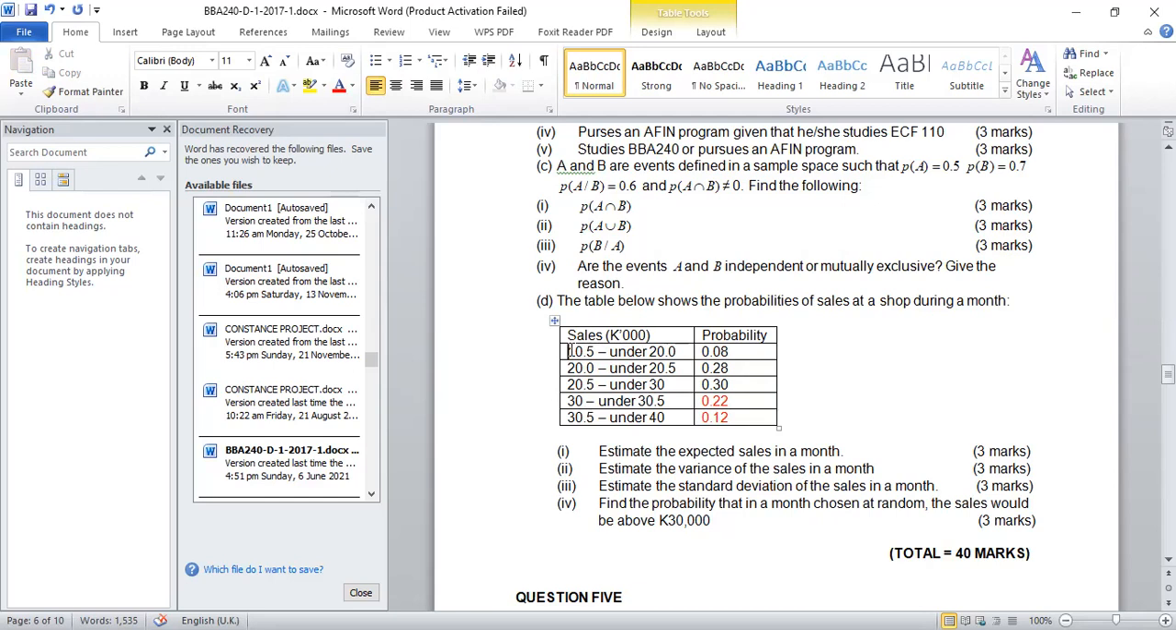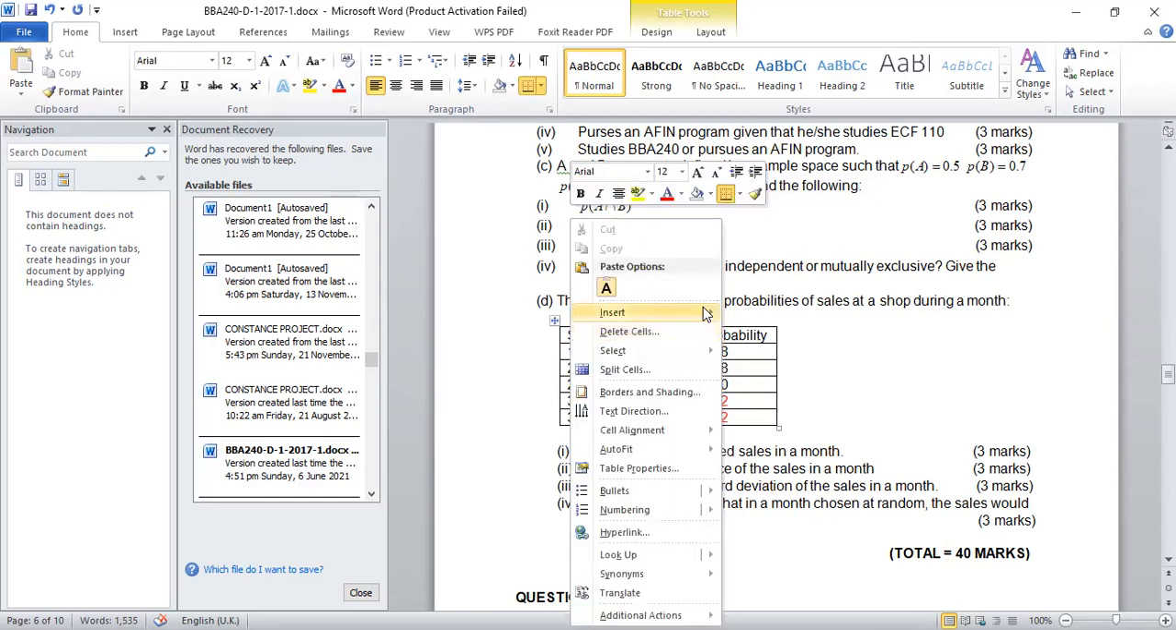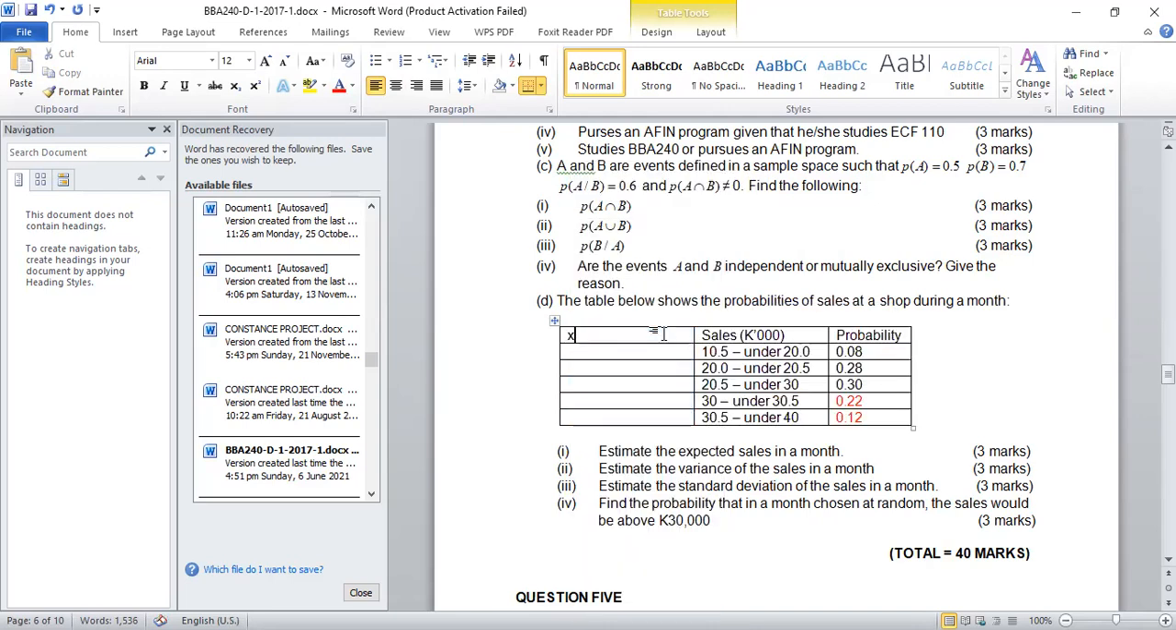So you need to calculate the value of X by finding the midpoint. So the value of X here would be 10.5 plus 20.0 divided by 2. What do you get? 10.5 plus 20 is 30.5, divided by 2 is 15.25. Then the next one?